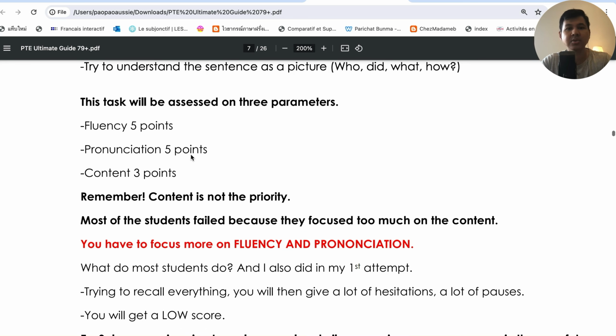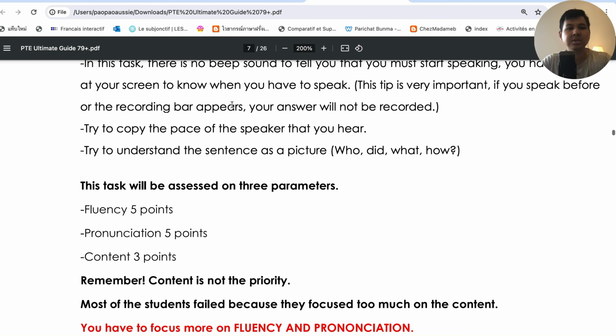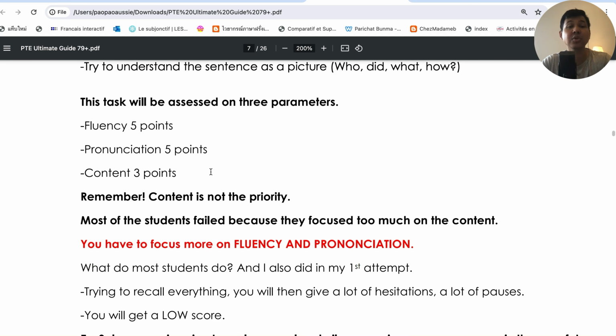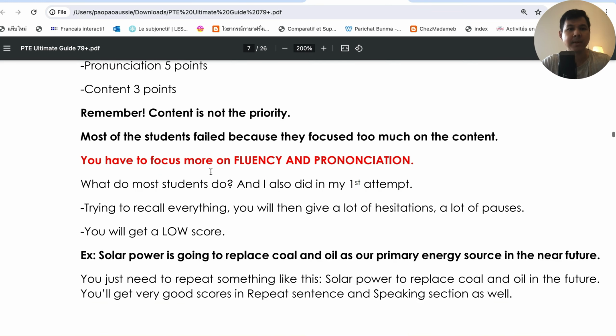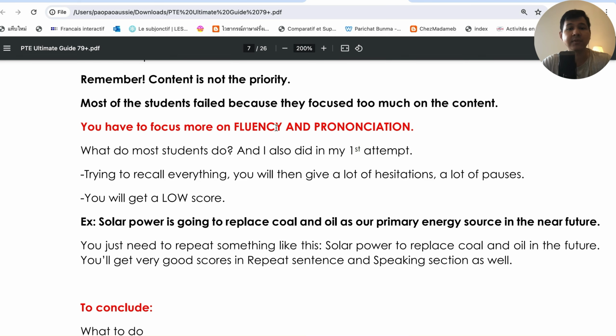That's why I told you earlier that content is not the main priority. Just focus more on fluency and pronunciation, and you are going to get a very good score in repeat sentence and also in the speaking section. Remember, content is not the priority. Most students fail because they focus too much on the content. They try to speak as much as they can, but it isn't required. You have to focus more on fluency and pronunciation, as I mentioned earlier.